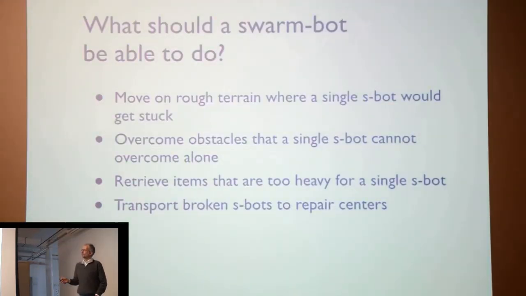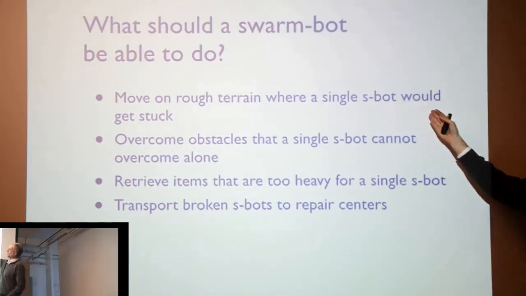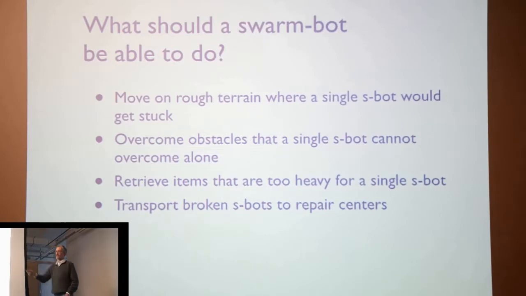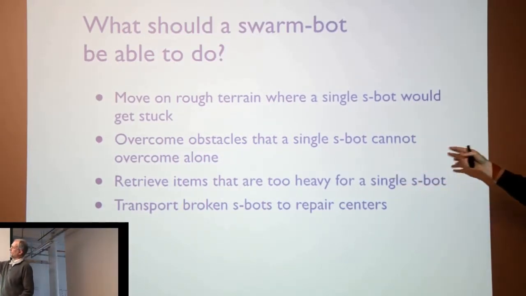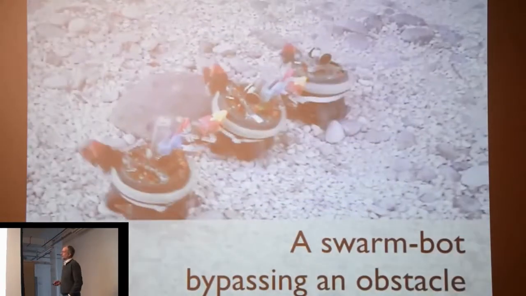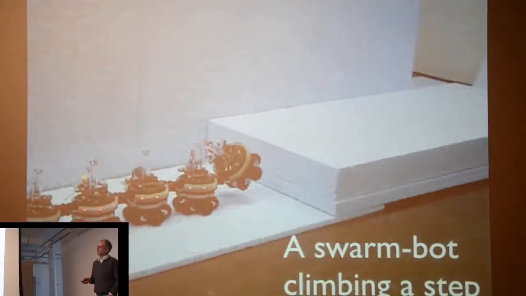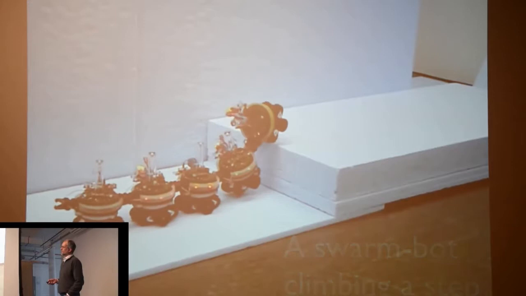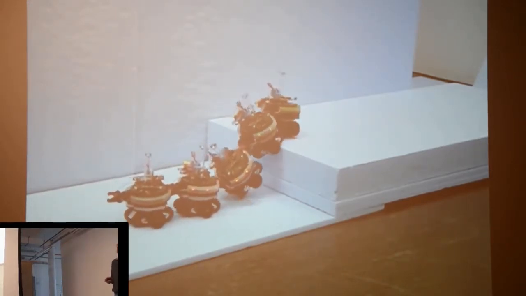So a SwarmBot is thought to be able to do tasks such as move on rough terrain where a single robot would get stuck, overcome obstacles that a single robot cannot overcome alone, as in the video that you just saw, retrieve items that are too heavy for a single robot, transport broken robots to repair centers, and so on. So this we have already seen. Here we have another example of a swarm that manages to climb a step.